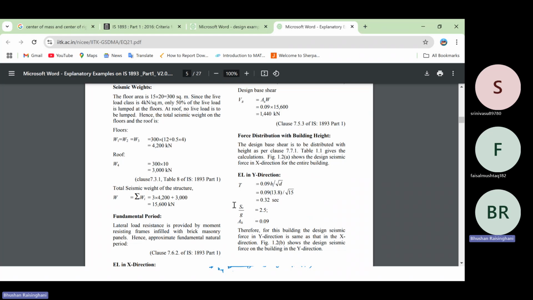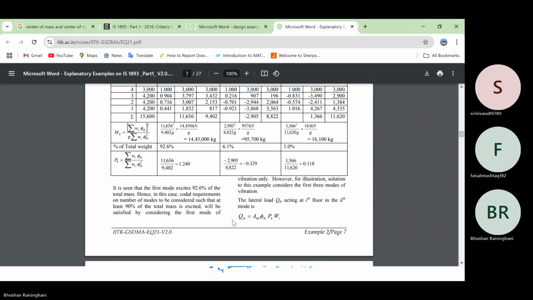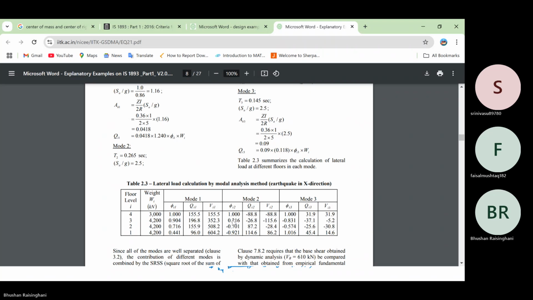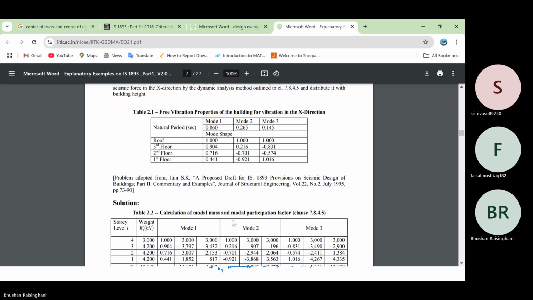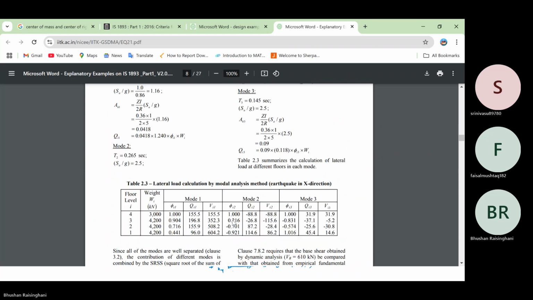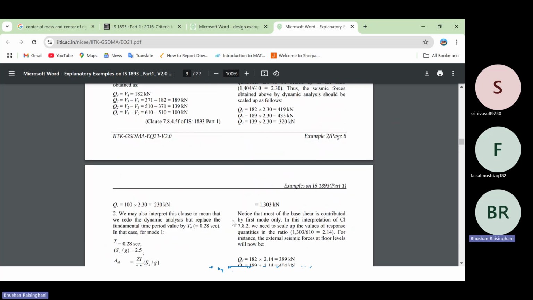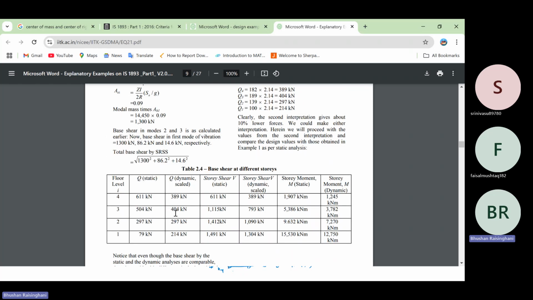1440. So 1343 and 1440. Base shear, oh, here it is 1303 and 1440. About 100 kilonewton difference in the base shear is estimated. Also, across the height of the building, the distribution is very, very different.